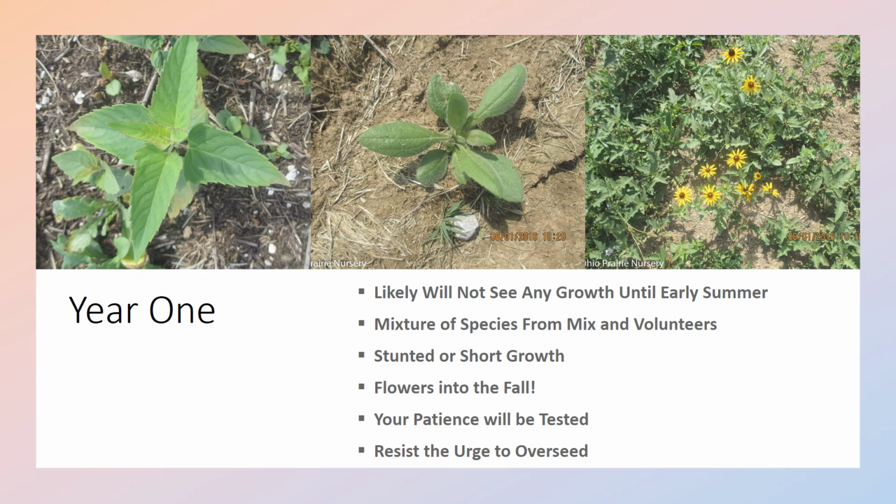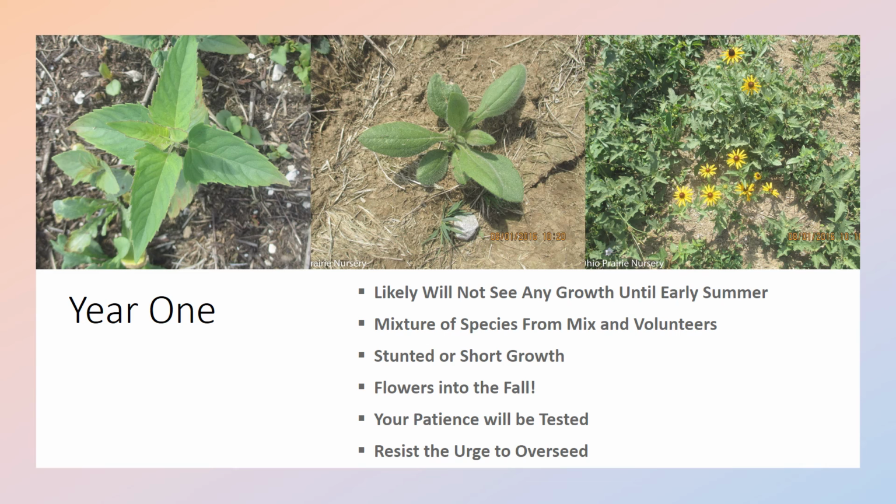Everything's going to be a little bit behind that first year because it wasn't an existing plant that had to emerge from seed. It's going to be a mixture of the species that you put in and volunteer species. A lot of times it's going to be stunted or short growth. As you can see in that middle photograph, it was extremely dry. You got cracked soil. That's where that first year weather comes into play.